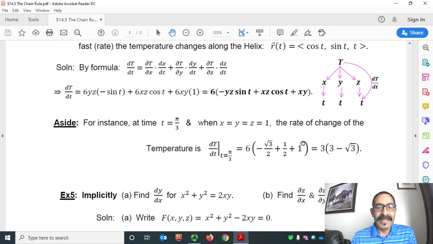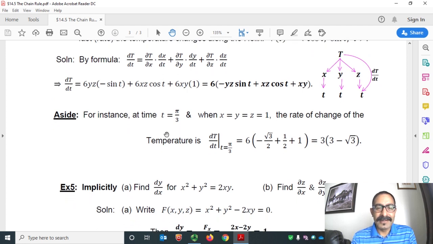Quick aside here: for instance, if you want to find the rate of change when t is pi over 3 and xyz is 1, then the rate of change of the temperature turns out to be 3 times 3 minus radical 3. You plug all those values back into these derivatives here. Awesome. Let's do another example, example 5.